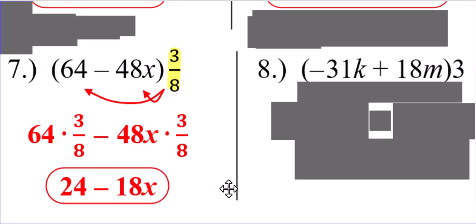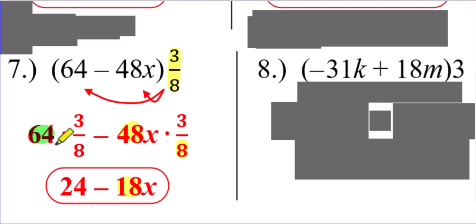Now, in case you're wondering, there is a way you can do this without a calculator. If the number that you're going to multiply to is divisible by the denominator, then you can actually take that number, divide by the denominator, and then take that answer times the numerator. Let me show you. 48 divided by 8 is 6. 6 times 3 is 18. It does work over here.